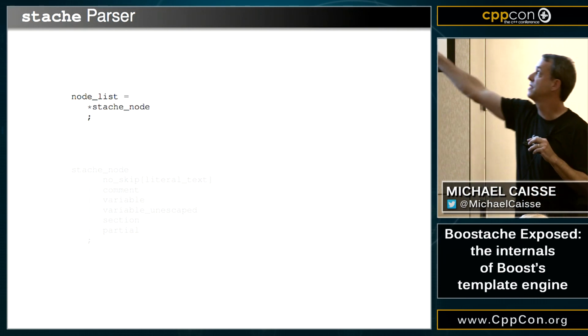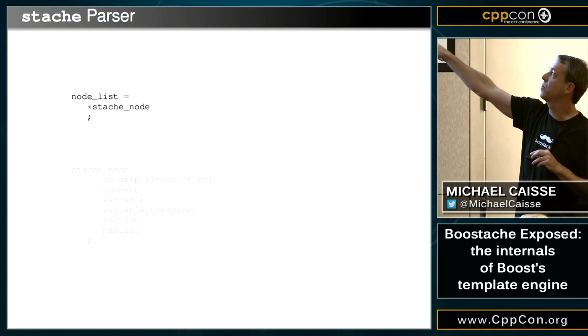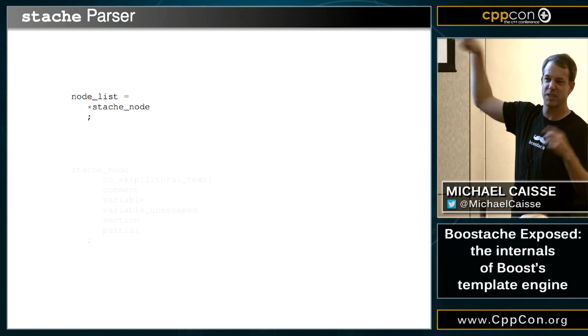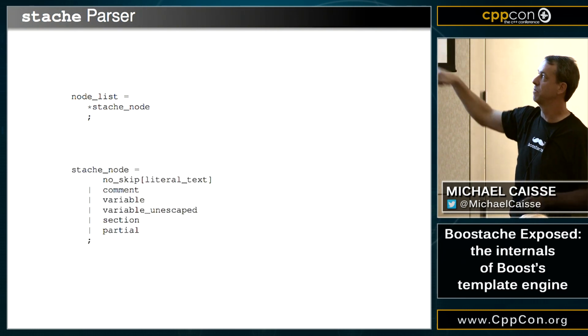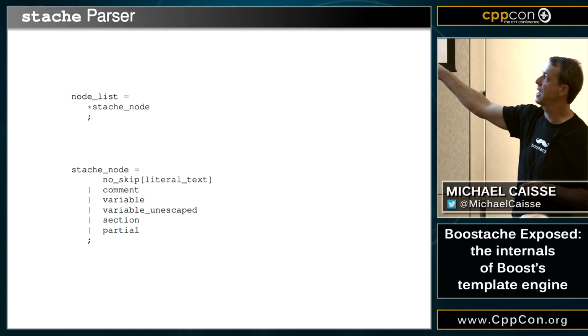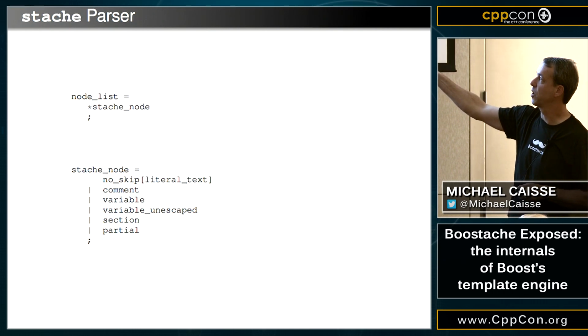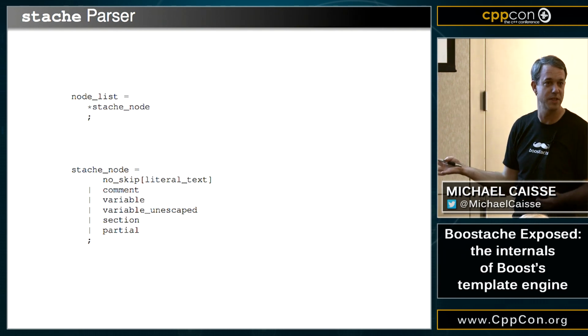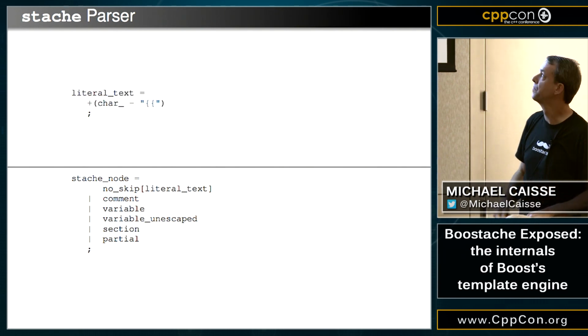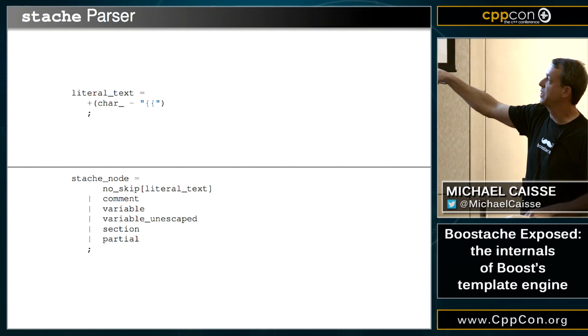So this says a node list is 0 or more Mustache nodes, whatever a Mustache node is. Well, what is a Mustache node? Mustache is either going to be literal text, or a comment, or a variable that's unescaped, or a section, or a partial. Those are the things that make up Mustache. We're going to leave this down here just so that we can keep this in mind.